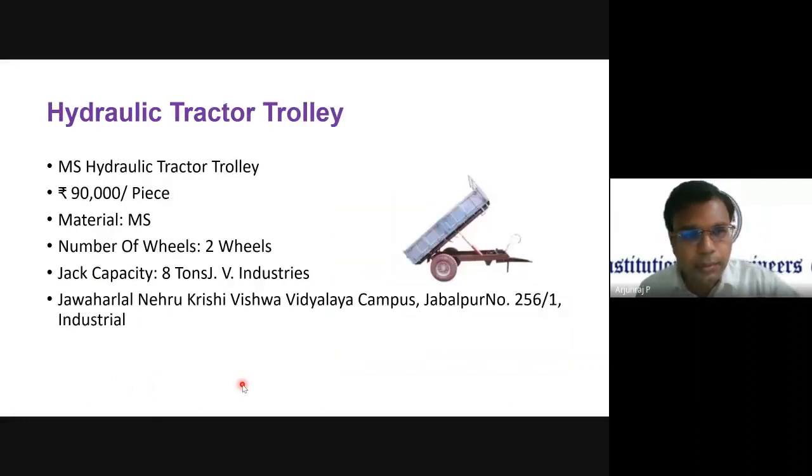Makmalabad. Hydraulic tractor trolley is there, which costs 90,000 per piece, and it is also made up of mild steel, and number of wheel is going to be 2, and this has been manufactured in Jabalpur, Bihar, by a company called V Industries, Trans JV Industry.